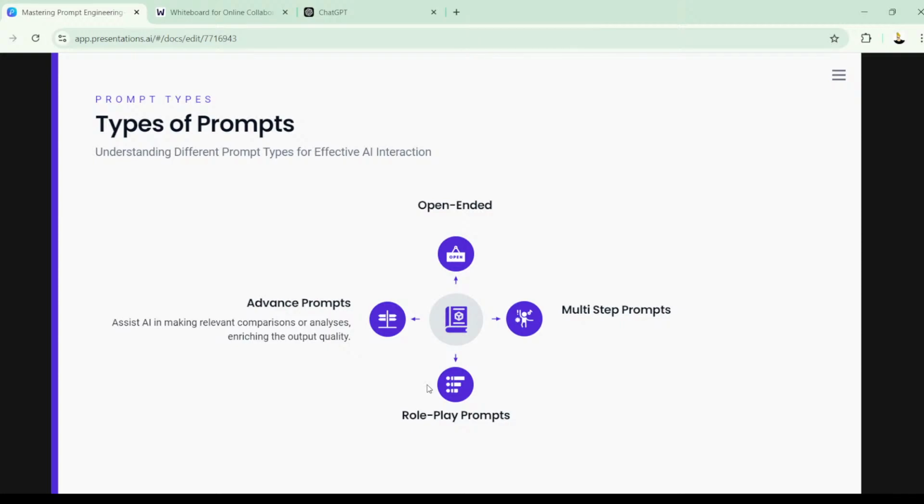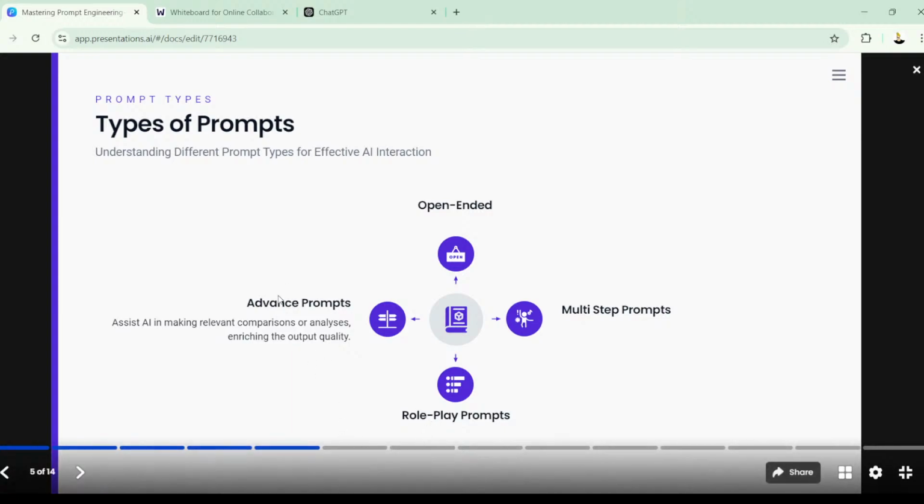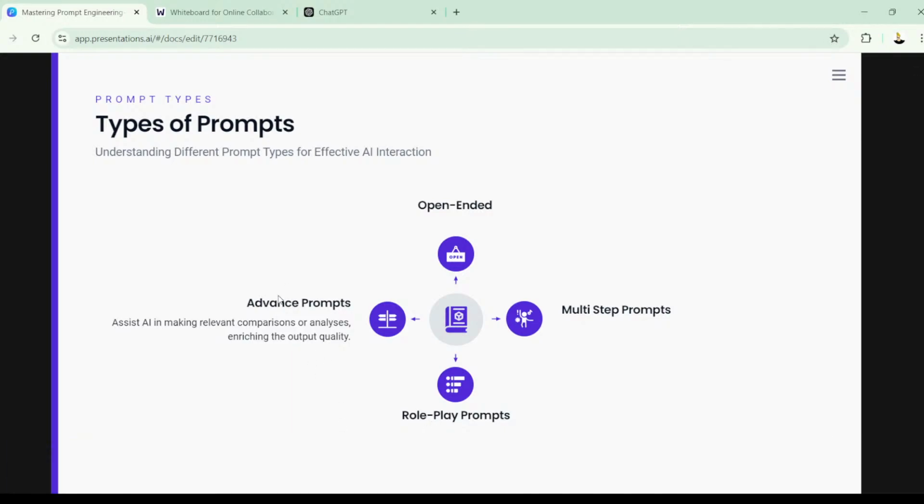Okay, fine, let us continue. Advanced prompts. These advanced prompts include few shot prompting, zero shot prompting, and chain of thought prompting. Now, what are these? Let us discuss.